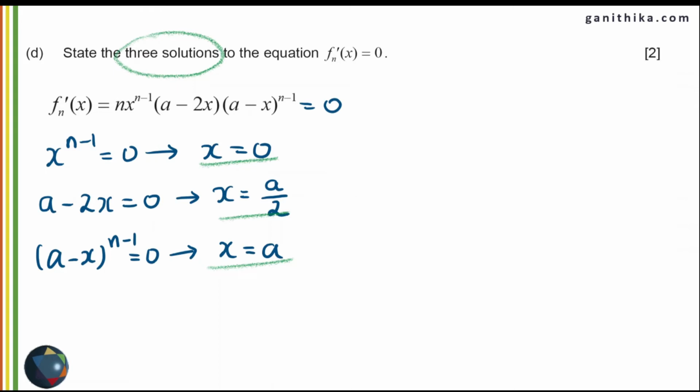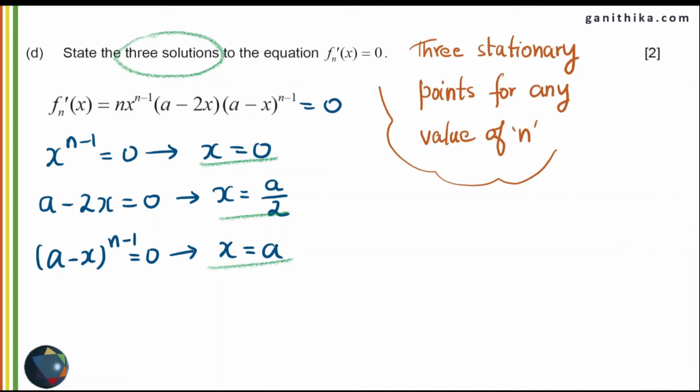But before going further, take a moment to analyze what you have done so far. So what does this question mean? You have solved the equation derivative equal to 0, which means you have found 3 stationary points for any value of n. So whether n is even or odd doesn't matter. You have found 3 stationary points for this.